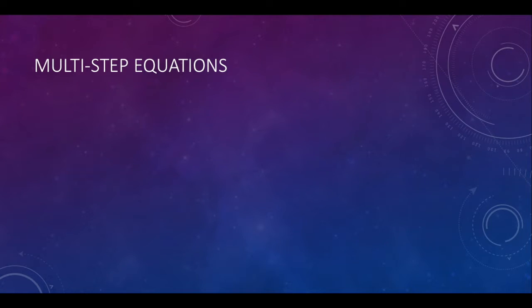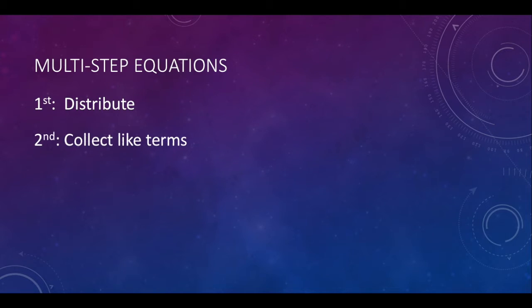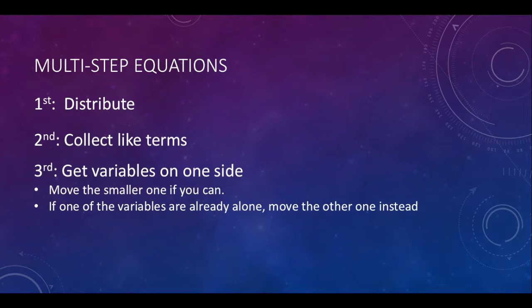Multi-step equations. There are 5 steps to multi-step equations. The first step is to distribute. The second step is to collect like terms. The third step is to get the variables on one side.